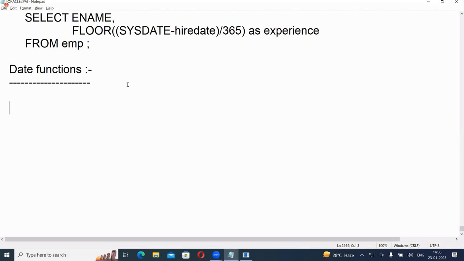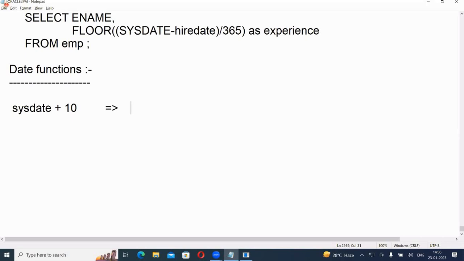So first of all, let's see the date calculations. Suppose I write sysdate plus 10. If I say sysdate plus 10, what is the meaning of this? To the system date, what? Adding 10. What is the 10?